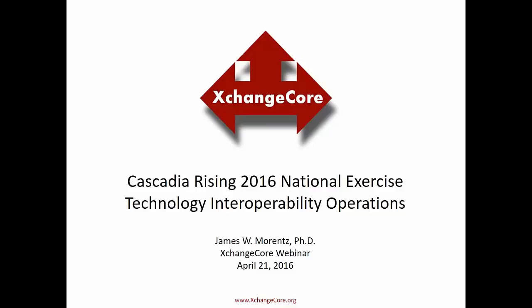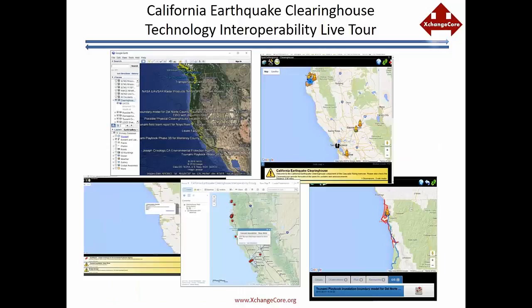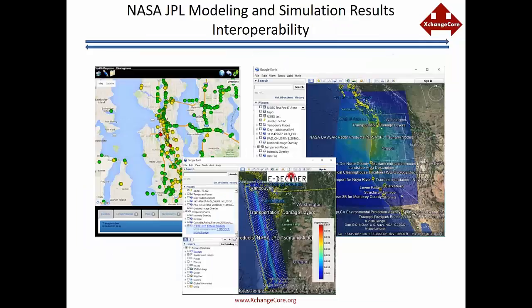So we're now into Cascadia Rising, the National Emergency Operations Center exercise, and added a couple of new folks. Idaho participated in that exercise with SABRE information, along with lots of other things that the California Earthquake Clearinghouse and other organizations have been doing. So Idaho used that information. That was a new state participating through that. The Earthquake Clearinghouse did all their different things with modeling and field reports and incidents and connectivity to all the different applications that you've seen. NASA Jet Propulsion Laboratory did modeling and simulation results, and a couple of those were very, very innovative.